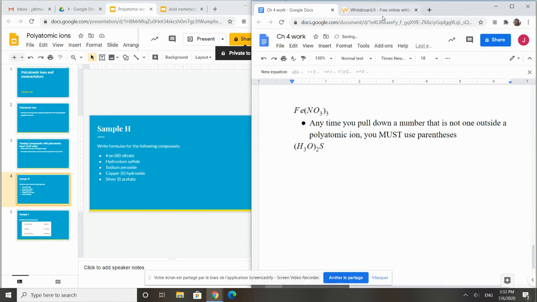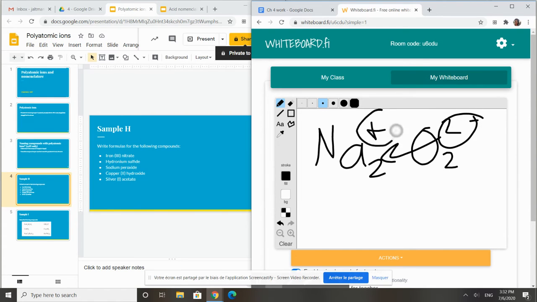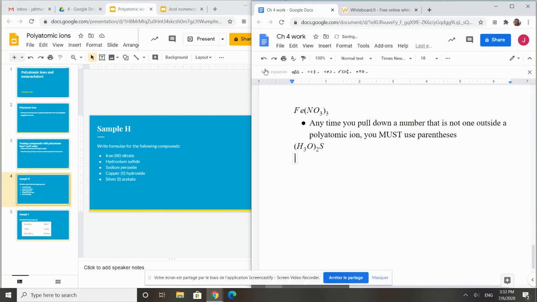And then I've got sodium peroxide. So I've got Na+. Peroxide is from the polyatomic ion sheet, O2 2-. So I bring this down, and I get Na2O2. Some of you are thinking I should simplify this. The reason you don't simplify it is because that 2 right there is from the formula of the polyatomic ion. We're only going to simplify with things that are outside of parentheses with polyatomic ions. I'll write that down.